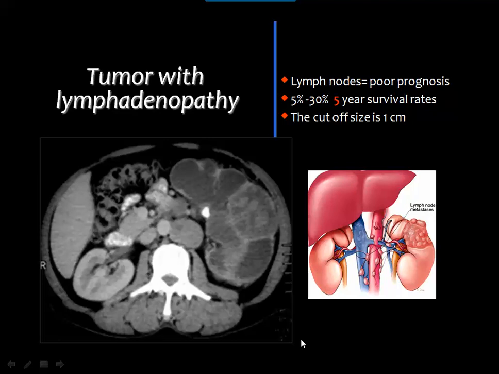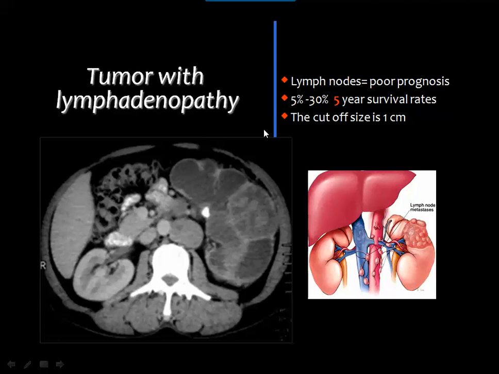and you see affection of the adjacent part of the liver with direct extension. And the presence of lymph nodes is usually an indication of poor prognosis, and this is the 5-year survival rate, which ranges between 5 to 30%.